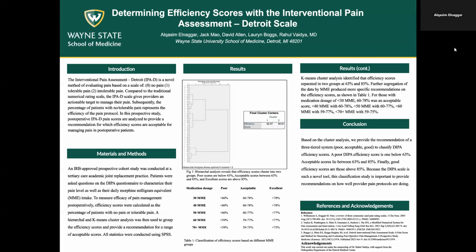What's the biggest takeaway? Providers now have an evidence-based, actionable benchmark, with an iPad efficiency score below 63% as a call for protocol revision. Scores above 85% should be strived for and represent excellent performance, and this guides providers as to how they can manage a patient's pain postoperatively.